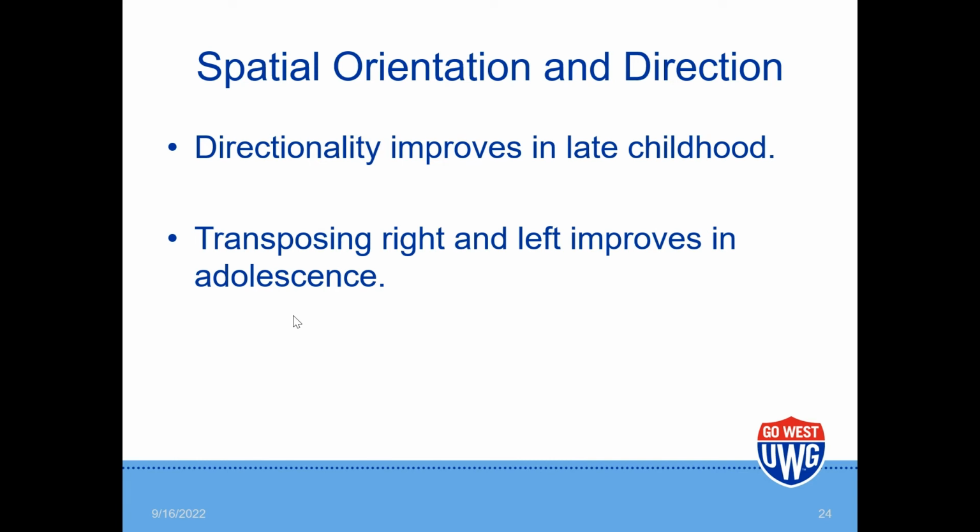So additionally, with our spatial orientation and direction as part of this kinesthetic sensory input and perception, our directionality improves in childhood, what direction we're moving or need to move into. And also we get better at transposing right and left as we move into adolescence, so even older, as we move into teenage years.